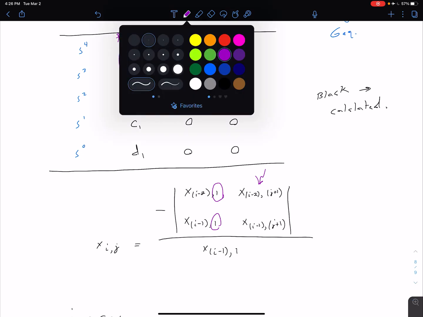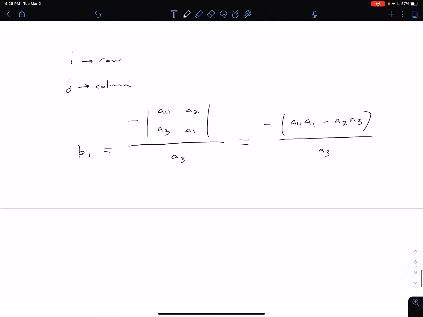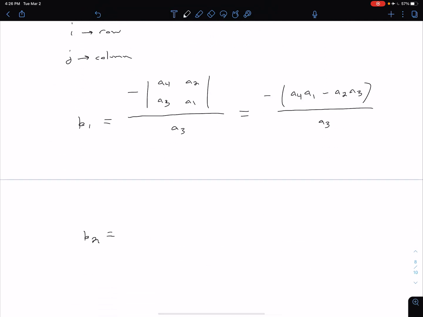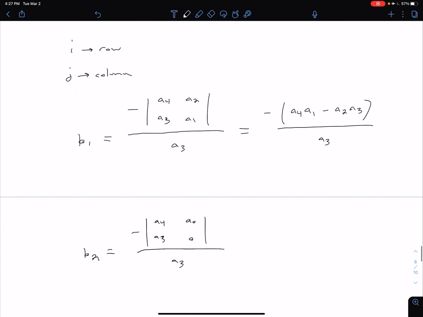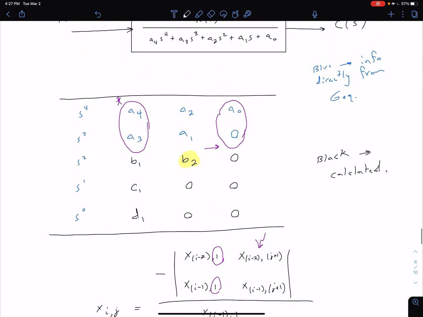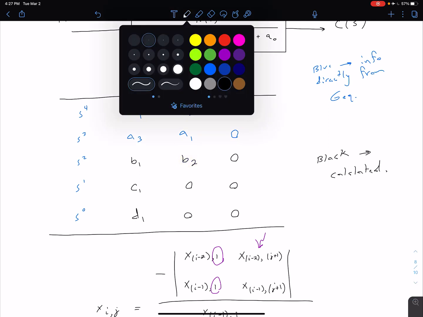So we can come down here and populate this B2 expression, and we can say that our B2 is going to be equal to negative the determinant of some 2 by 2 matrix. From above, that was A4 over A3 in our first column and A0 and 0 in our second column, and we divide by the A3 because that was the one right above B2 in the first column. Okay, so that's how we would find B2. So using similar techniques, we could find expressions for our C1 and our D1. So just briefly, let me circle what that's going to look like here.